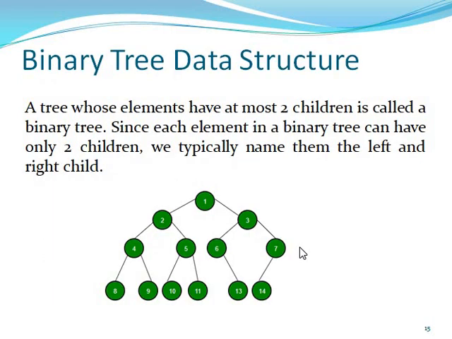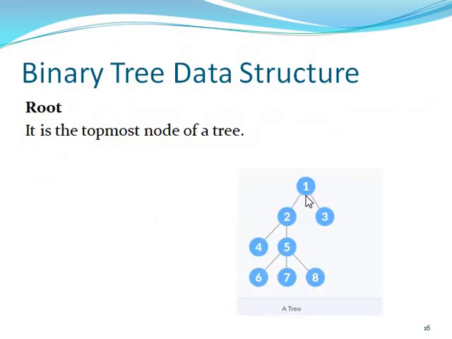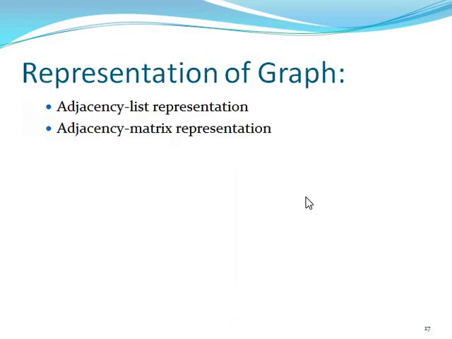Then next, what is a binary tree? In a binary tree, we can see that there is one root node, and each parent has at most two child nodes. So this represents a binary tree. The topmost node is called the root node.